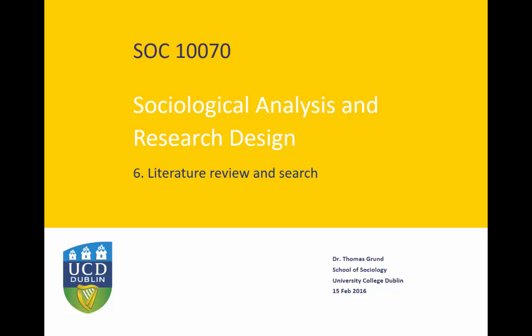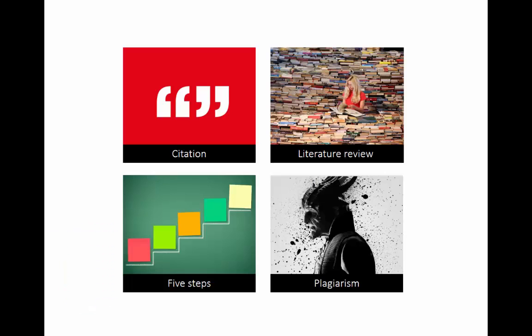Okay, so let's get started with today's topic, literature review and literature search. Today I have 4 topics that I would like to talk with you about. Let's see if we get to all of them. First, I want to talk to you about citations. What is a citation? How does it work? Then, what is a literature review? Why do we do that? Then, 5 steps in the literature review. How does the whole thing actually work? What do you have to do? And the last thing, if we have time, I want to talk to you about plagiarism.